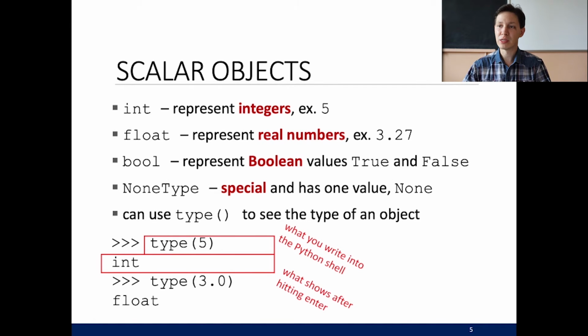Here are some examples of scalar object types and values for them. Int type represents integers, for example 5. Float stands for real numbers like 3.27. Bool type represents Boolean values which are true and false. NoneType is a special type for identifying that there is no value at all. There is a type function allowing you to see the type of an object. For instance, executing a type of 5 statement will return int, and 3.0 passed to type function as argument will return float.